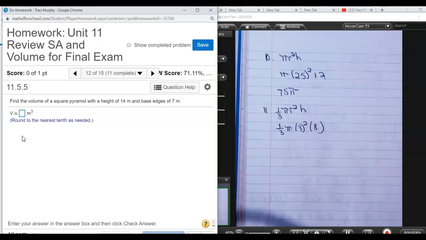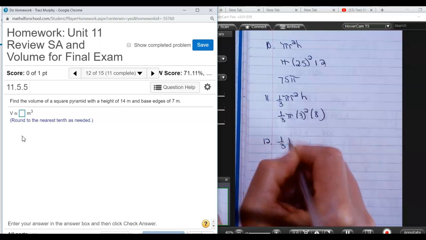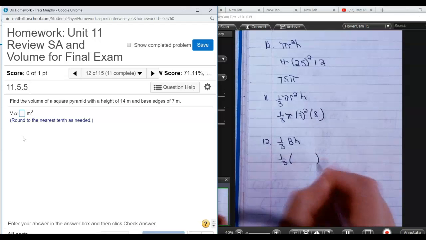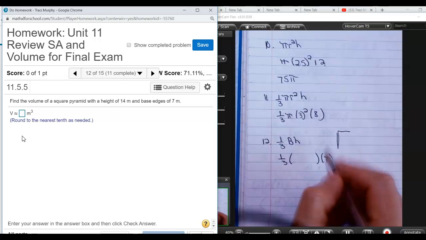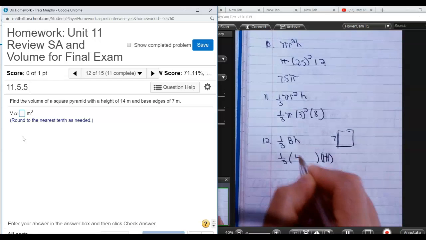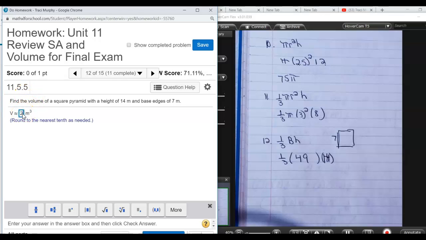Okay, they're looking for the volume of a square pyramid. So again, a pyramid is 1/3 big B times h. The height is 14, the base edge is 7, so the area of that would be 49. So again, typing in 49 times the height of 14 and taking 1/3 of that, and it says round to the nearest tenth, I get 228.7.